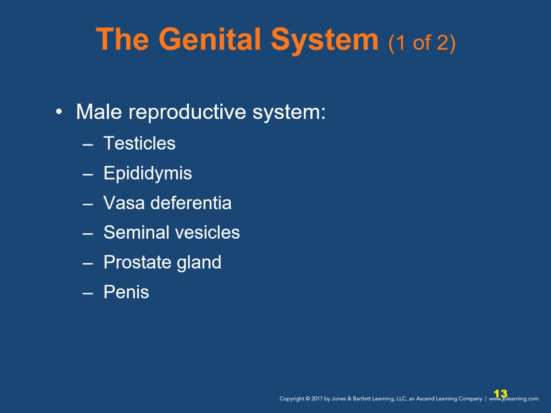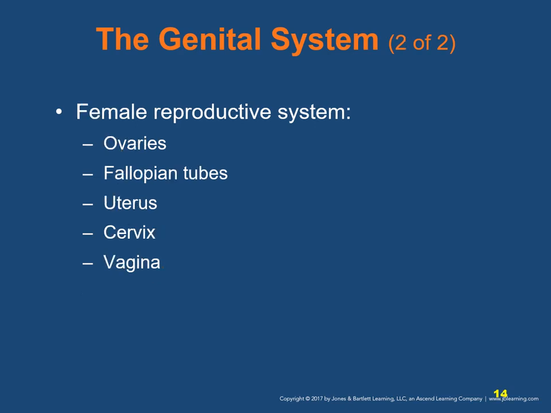The genital system we will discuss now, and the abdominal space also holds reproductive organs. The male reproductive system consists of the testicles, the epididymis, vas deferentia, the seminal vesicles, and the prostate gland, and then the penis. The female reproductive system consists of ovaries, fallopian tubes, uterus, cervix, and vagina.